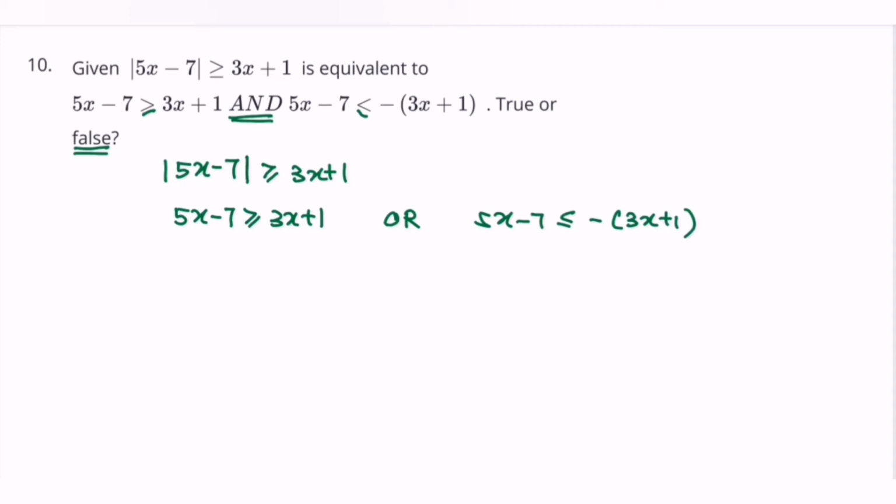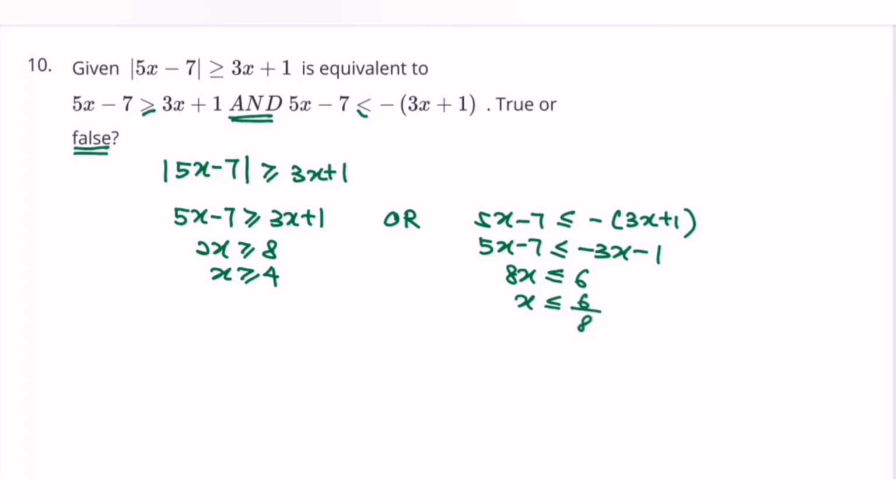Next, we are going to focus on the solution. So here we have 2x greater than or equal to 8, so x greater than or equal to 4. Next, the right hand side: we have 5x minus 7 less than or equal to negative 3x minus 1. So we have 8x less than or equal to 6 on the right. x is less than or equal to 6 over 8, so x less than or equal to 3 over 4.